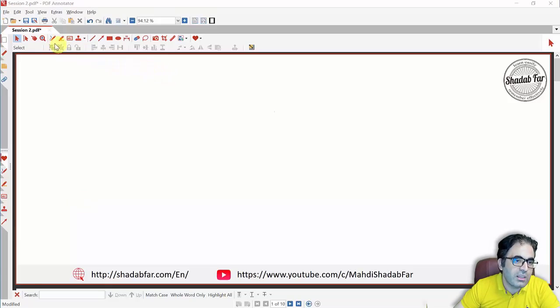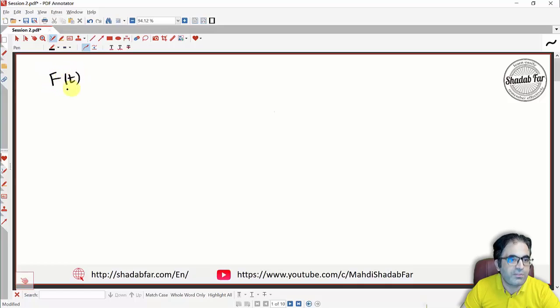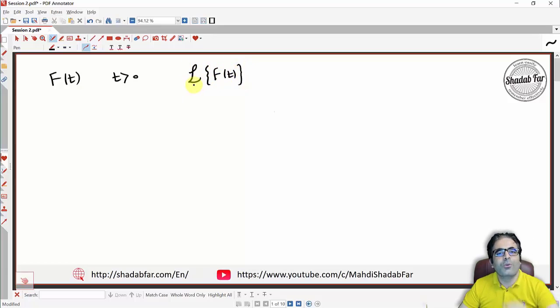Let's start from here. Let's assume that we have a function that I'm going to call f, and this is a function of time, so f(t), which is available for t greater than 0. And I'm going to calculate the Laplace of this function. I usually use this symbol to show the Laplace. So the Laplace of f(t) is something that I'm going to calculate.